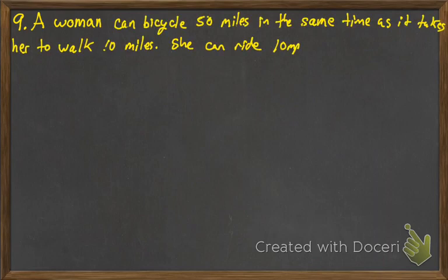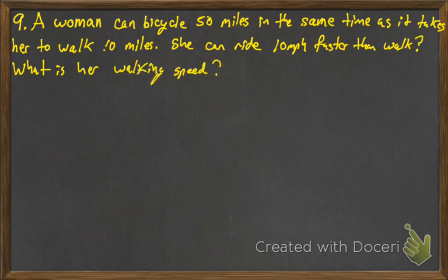Okay, so let's go ahead and speed this up so we can read it. Okay, so it says a woman can bicycle 50 miles in the same time as it takes her to walk 10 miles. She can ride 10 miles per hour faster than she can walk. How fast can she walk? So this one has the same setup as the other one. It has that same key phrase of same time.